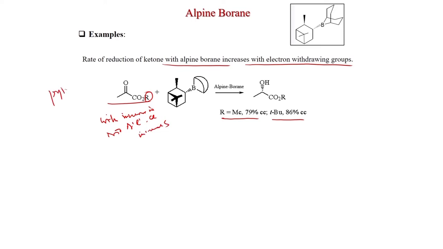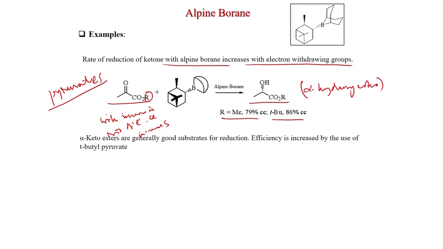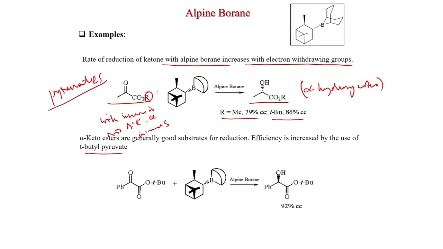And these are the pyruvates, methyl pyruvate and tert-butyl pyruvate, and with alpine borane you get these products, alpha hydroxy esters. Alpha keto esters are generally good substrates for reduction, and efficiency is increased by the use of tert-butyl pyruvate. If you use a phenyl group here, then also you get good ee. Earlier it had a methyl group, that is the pyruvate. Now, if you put a phenyl group here and a tertiary butyl ester, then earlier it was 86, now 92% ee. So, efficiency is increased by the use of the tertiary butyl group, and you get high enantioselectivity.